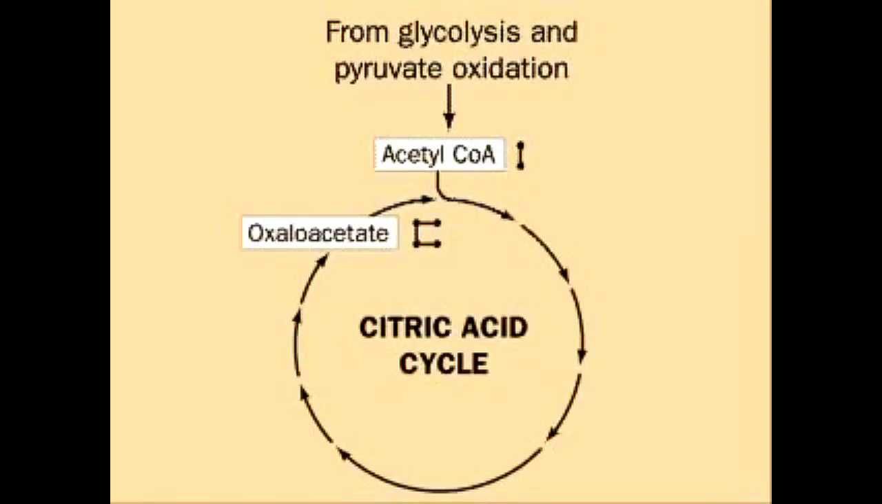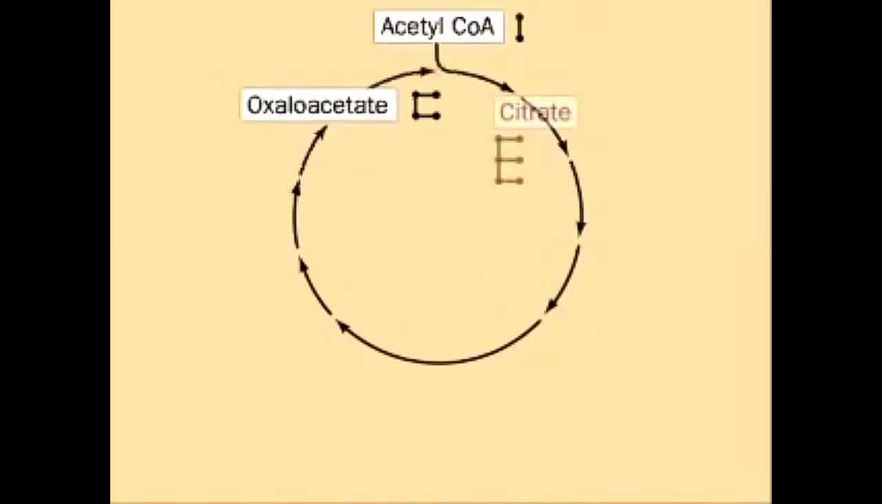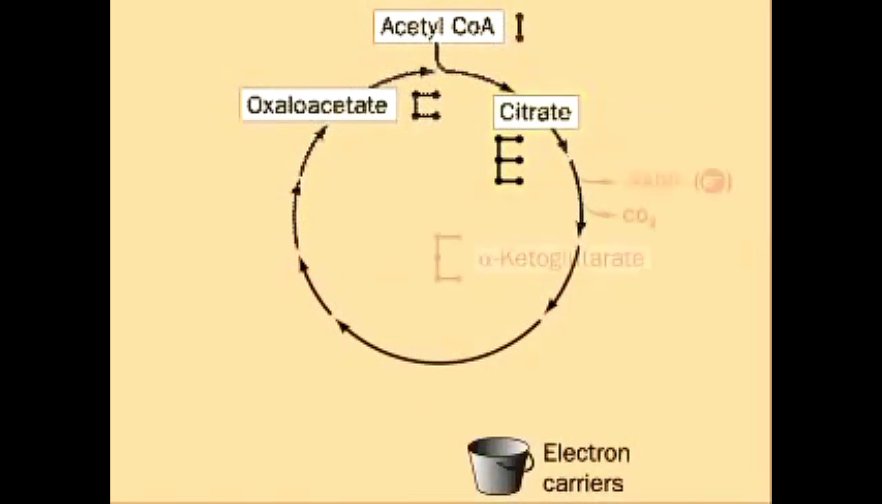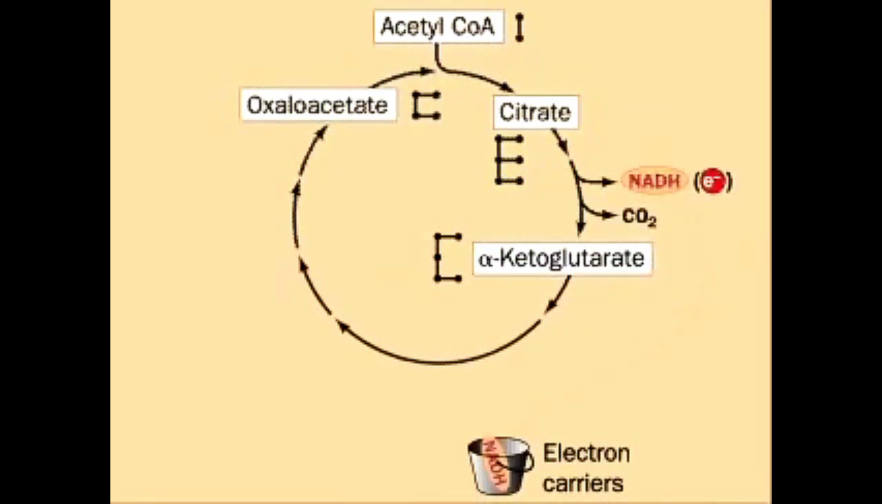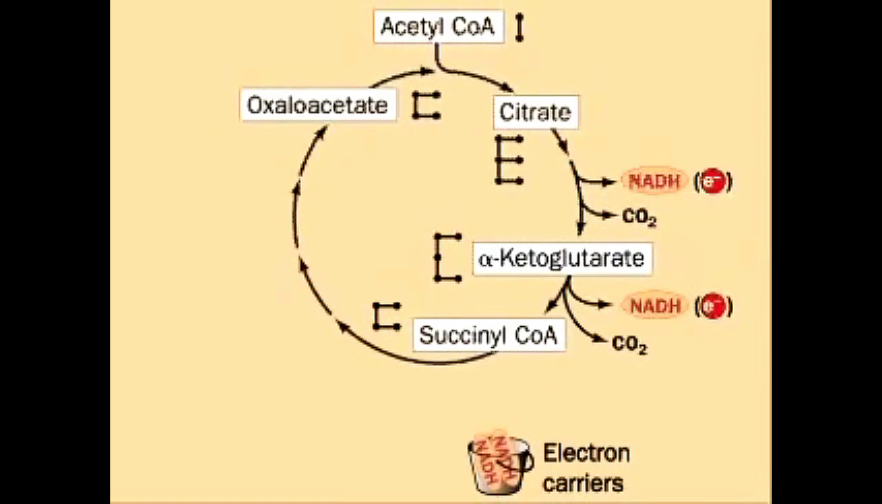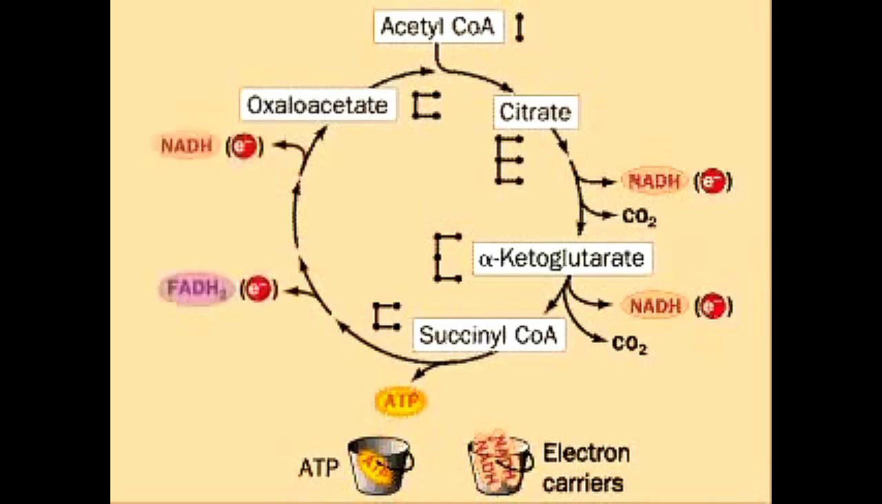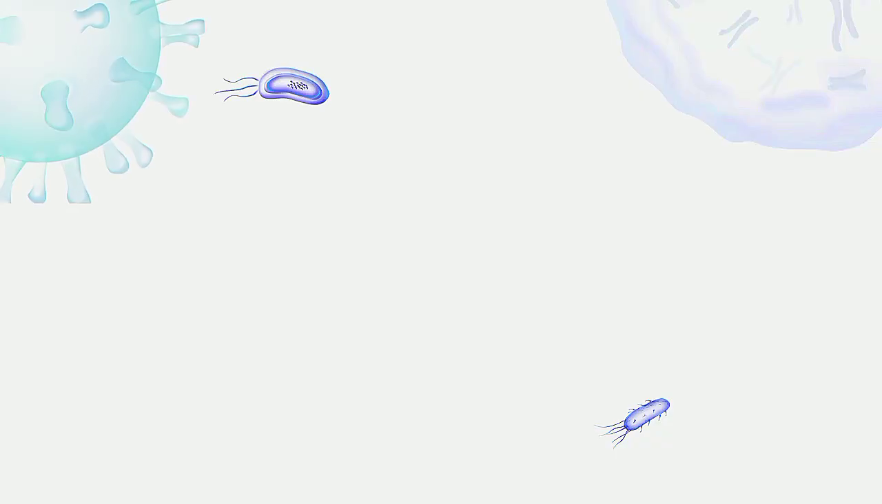In a simple summary, the Krebs cycle involves acetyl coenzyme A combining with oxaloacetate to form citric acid or citrate, which later forms isocitrate, then alpha ketoglutarate, and then succinyl-CoA, which later forms fumarate, then malate, and lastly oxaloacetate, which begins the process again.